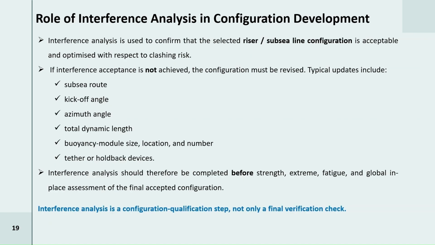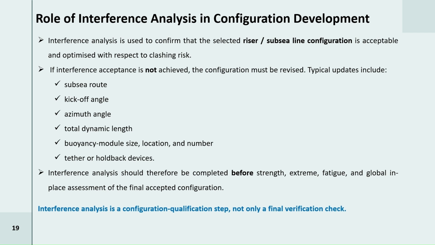This slide highlights the role of interference analysis in configuration development. Interference analysis is used to confirm that the selected riser or subsea line configuration is acceptable and optimized with respect to clashing risk. If interference acceptance is not achieved, the configuration must be revised. Typical updates include subsea route, kickoff angle, azimuth angle, total dynamic length, buoyancy module size, location, and number, or the use of tether or holdback devices.